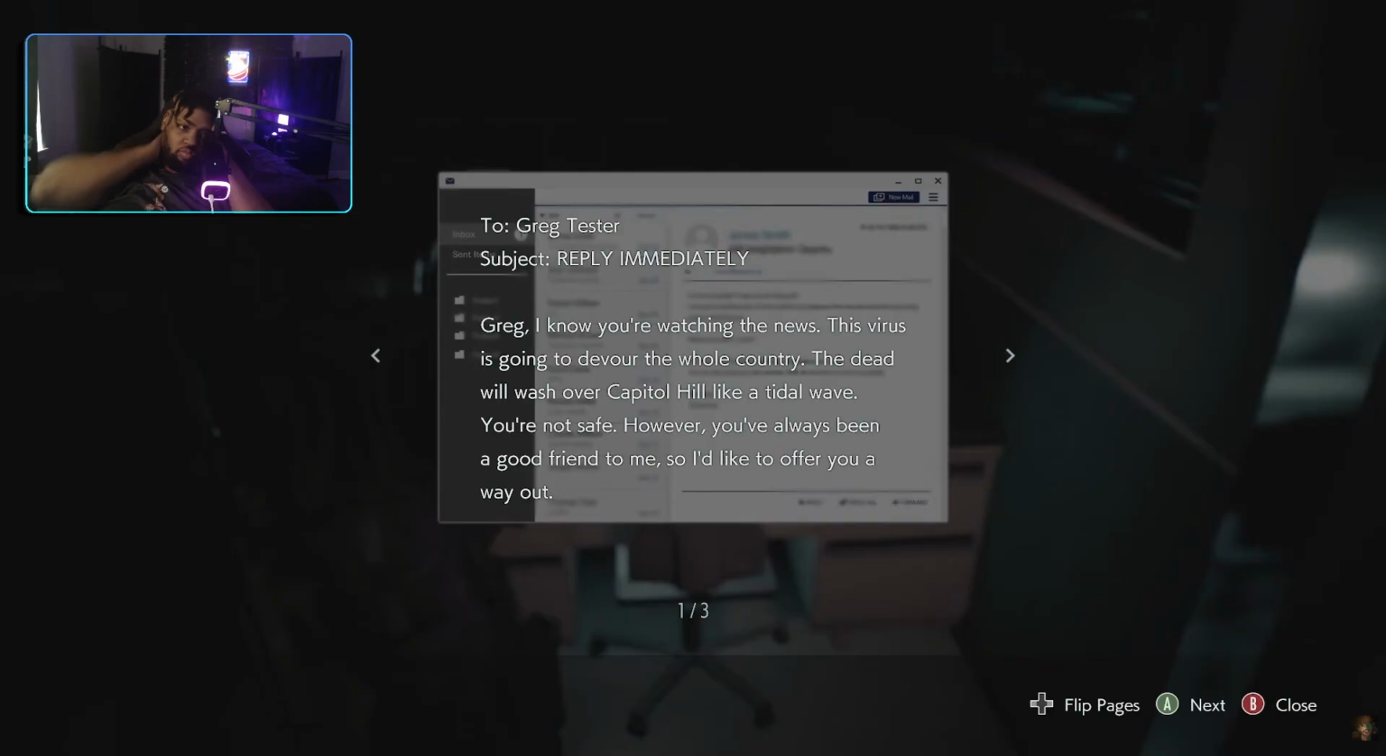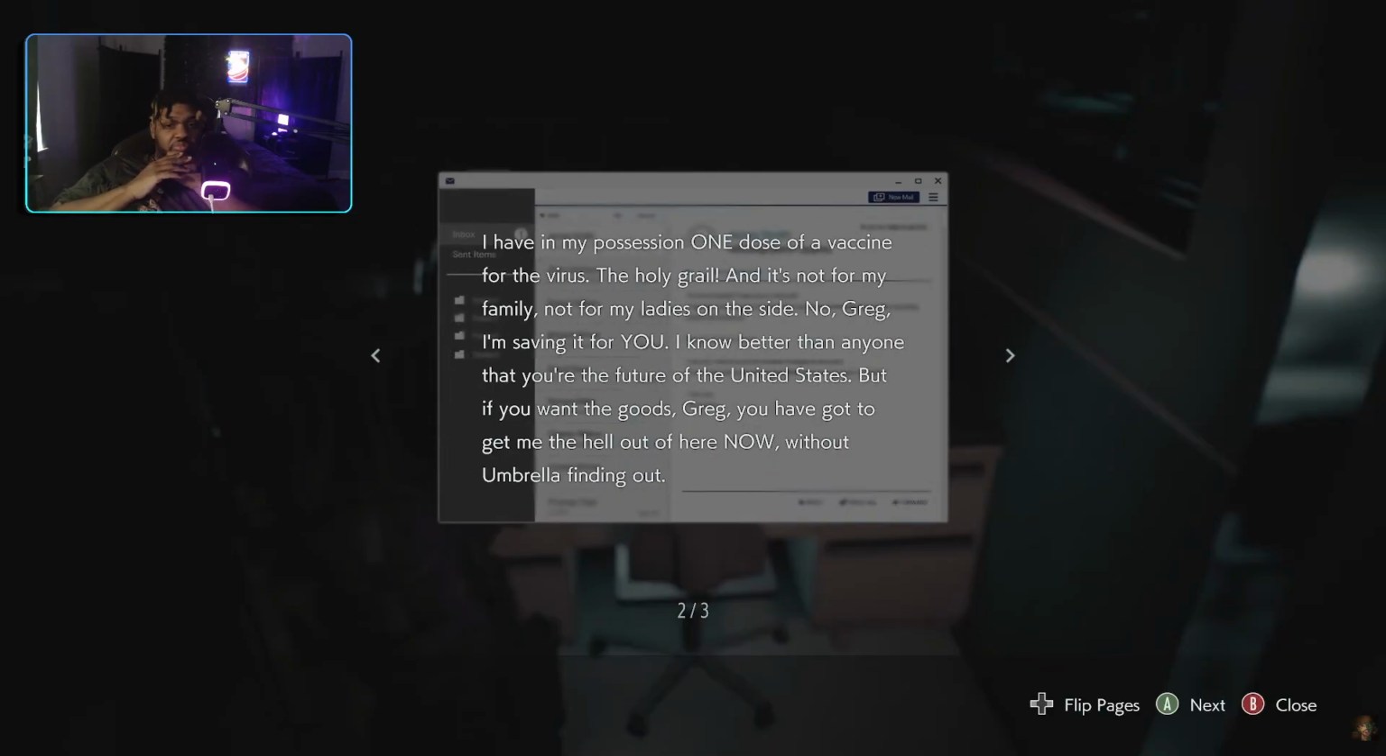He says that Tester has always been a good friend to him, so he offered him the only dose of the vaccine he had left. Bard didn't want to give it to any of his family members as he believed that the senator was the future of the United States.